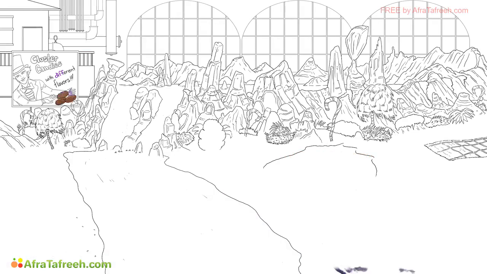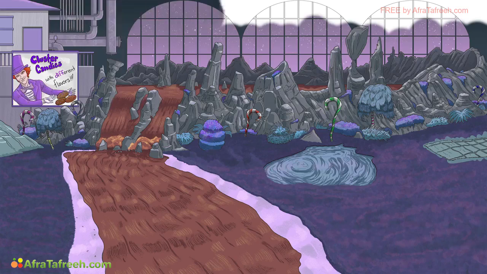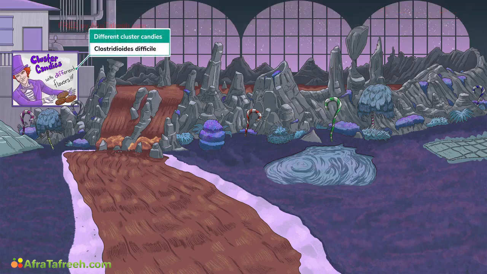For reasons that are as obvious as they are disgusting, we've set our C. diff sketch in a chocolate factory. While it may be upsetting to think about, it's also highly memorable, and that's what counts. Anyways, here at the factory, cluster candies with different flavors are the specialty.